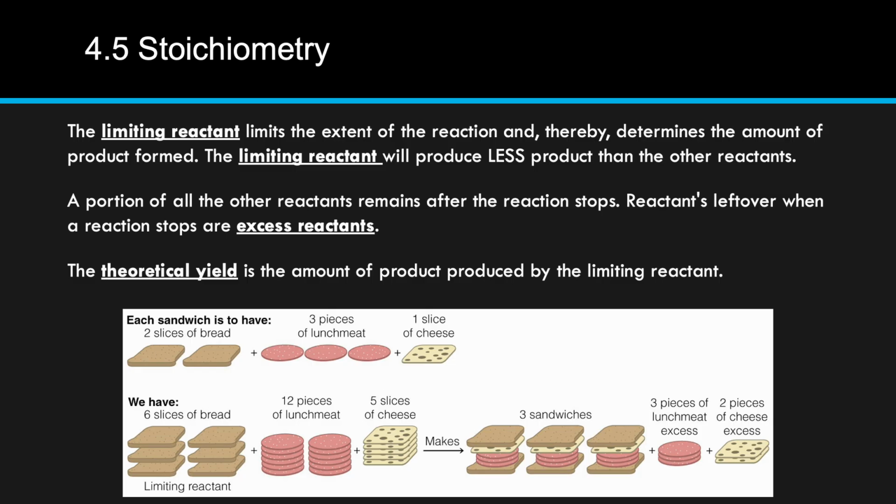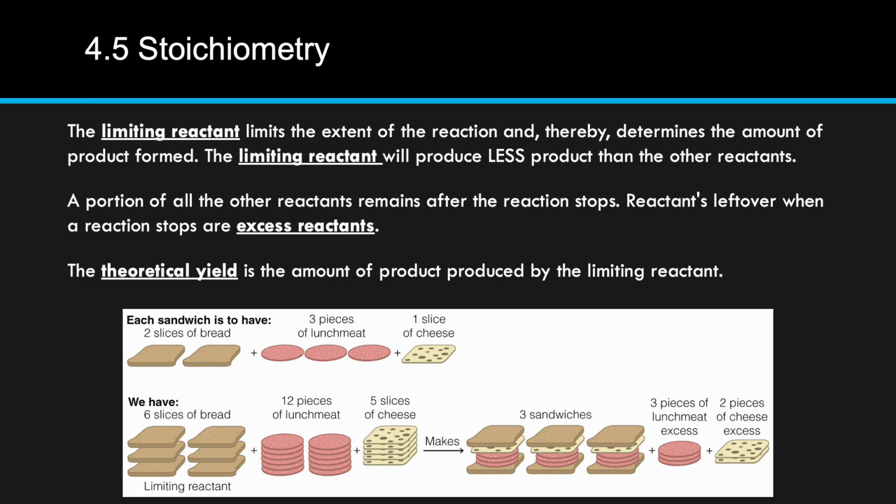All right, so another part of stoichiometry is the limiting reactant, the excess reactant, and the theoretical yield. So the limiting reactant is exactly what it sounds like. It limits the extent of the reaction and therefore determines the amount of product that is formed. So the limiting reactant, when you are solving, is going to produce less product than the excess reactant.